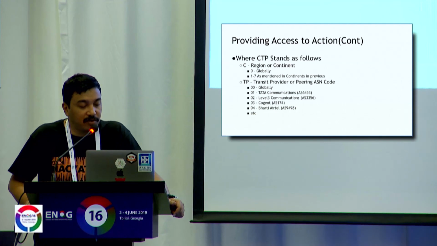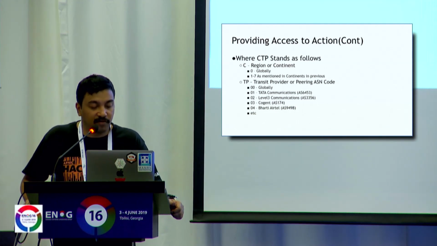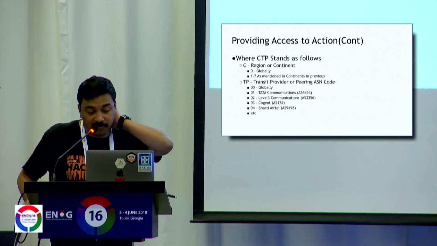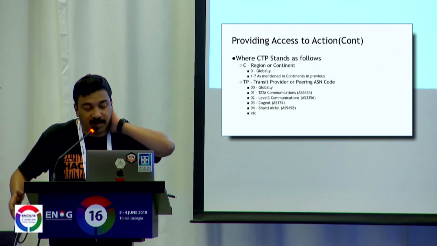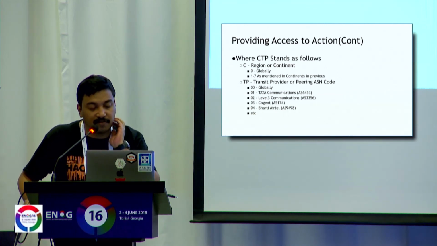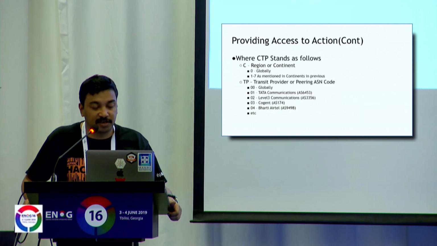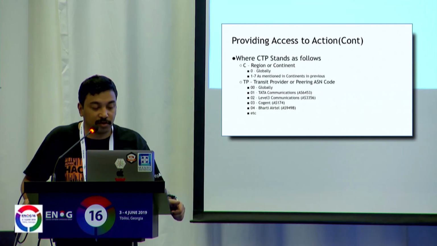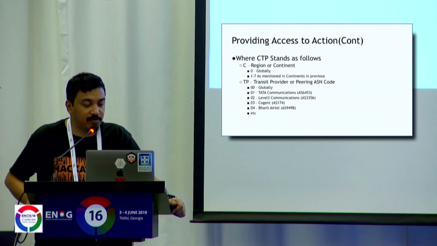So if you are using a transit provider code of 01, that means for Tata Communication, for Level 3, for Cogent, and so on. So you can actually create a list of up to 99 providers. And if you have those providers in different regions, different continental codes, so you are actually getting 3 numerical digits, making it possible to make a huge list of providers.